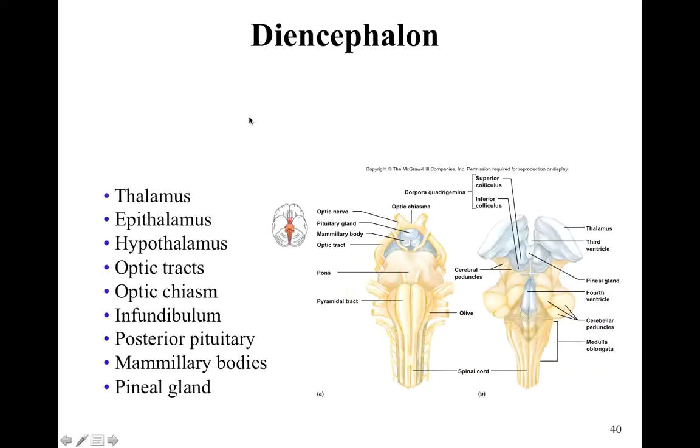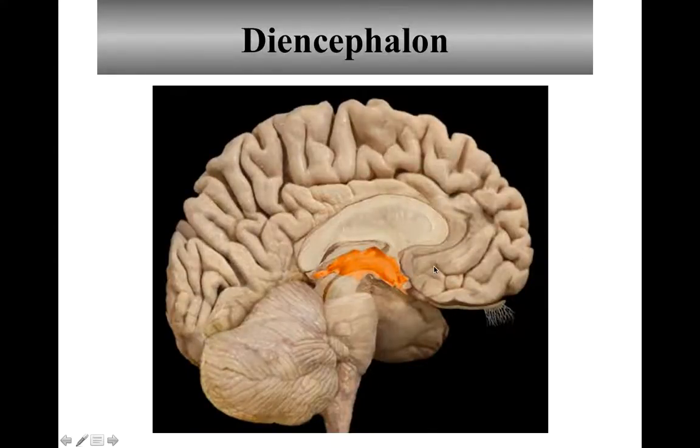The diencephalon is found between the cerebral hemispheres and above the brainstem. Okay, so it's between the cerebral hemispheres, above the brainstem, and it surrounds the third ventricle. Okay, so it surrounds that whole third ventricle here. There's a picture of the diencephalon.